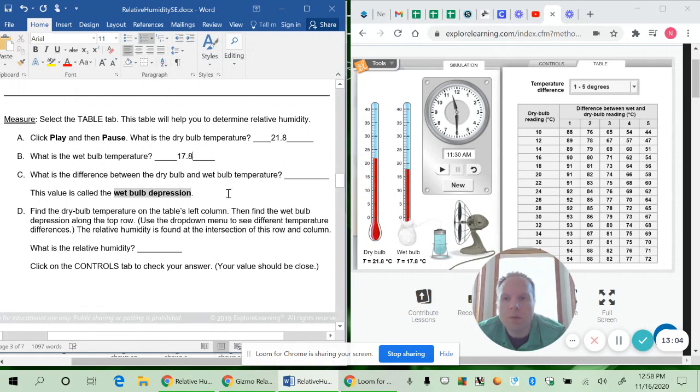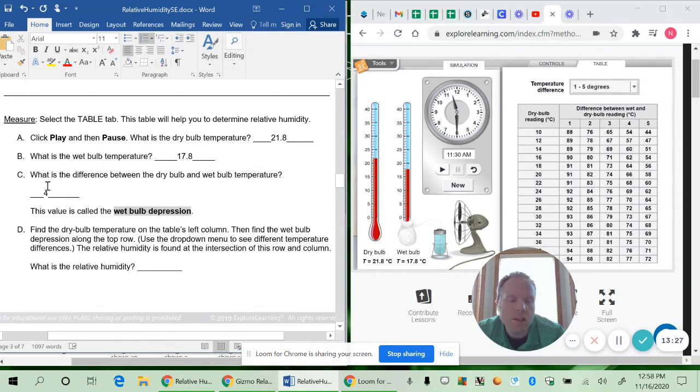What's the difference between the dry bulb and the wet bulb temperature? So the difference is going to be this number subtracted by our small number. So I'm going to do 21.8 minus 17.8. So that's going to be 4. Okay, so this number, everybody, is called the wet bulb depression. So when you do this in real life, if you didn't have a digital sling psychrometer, you have to find out how much the wet bulb temperature decreased compared to the dry bulb. Remember that wet bulb temperature is always going to be lower because water is going to evaporate off of that wet cloth and it's going to cool down this thermometer compared to that one.